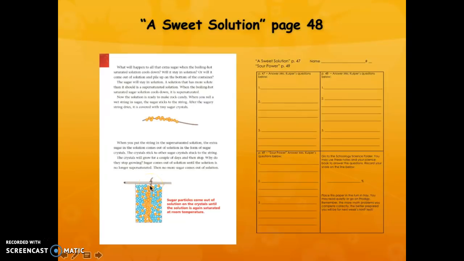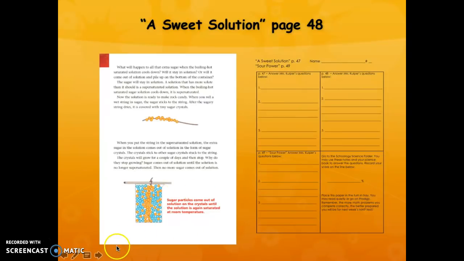So the water was hot, it could hold extra sugar, but then when it cooled off, the extra sugar came out of solution, started clumping on the string to make the rock candy, and then the other sugar stayed in solution because now there's enough water to hold it. It can be saturated. It's no longer supersaturated.